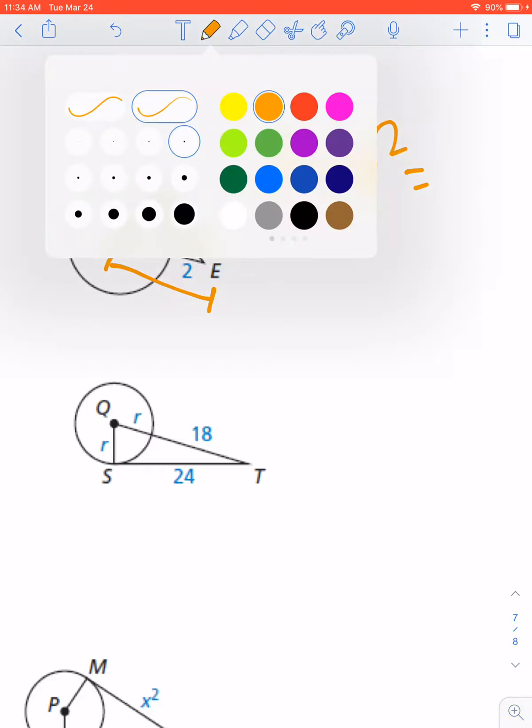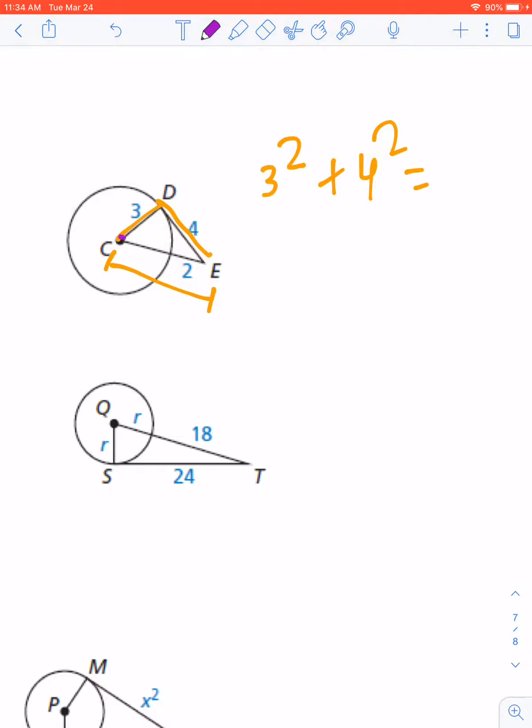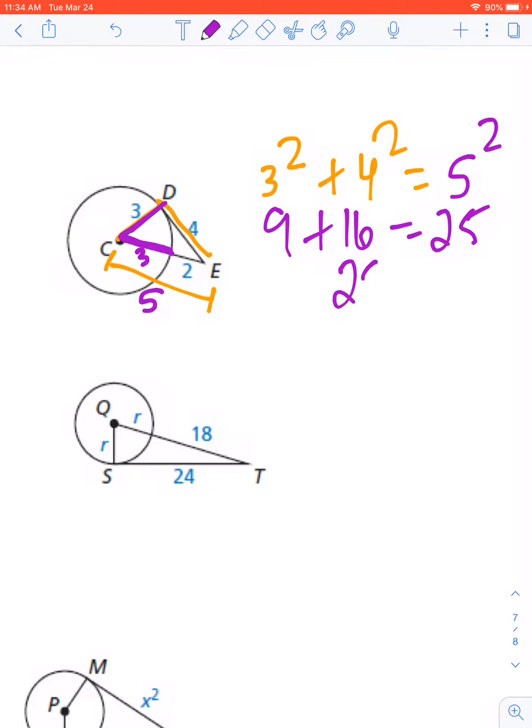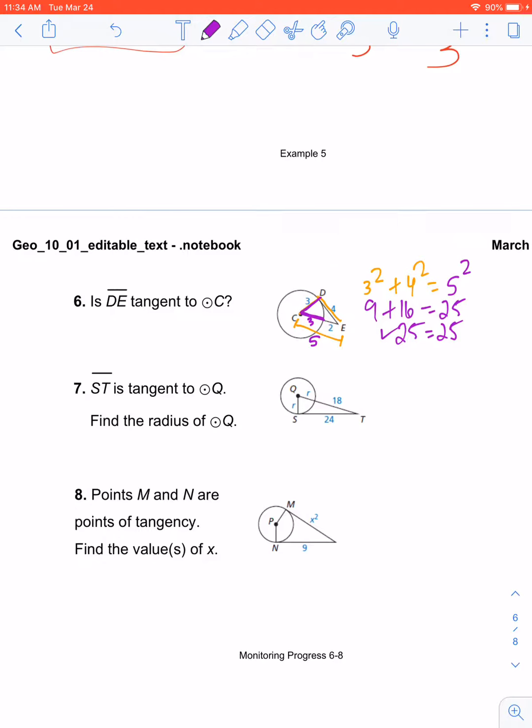And kids are like, well, Nap, I don't know what this is. Yes, you do. All radii are congruent. So if this is 3, this has to be 3. So that makes my total 5. And friends, you can do the work, but we should recognize that as a Pythagorean triple. So this is 9 plus 16 is equal to 25. 25 is equal to 25. So is DE tangent to C? Yes, because CD is perpendicular to DE.